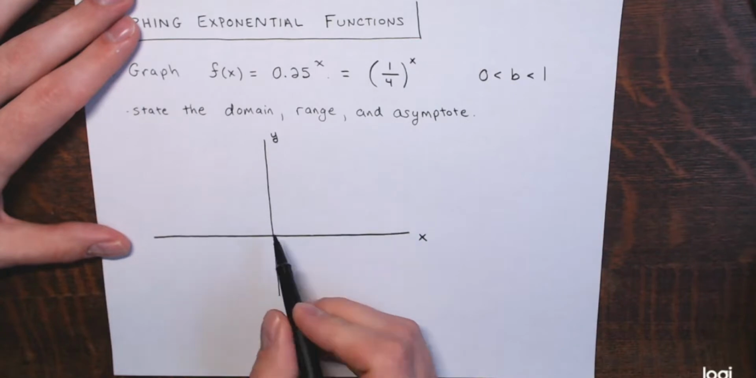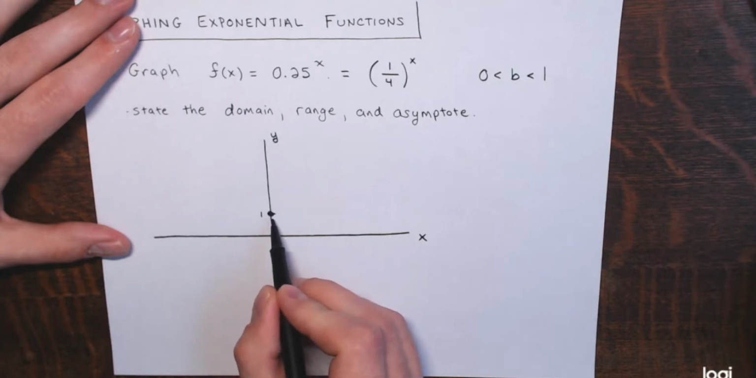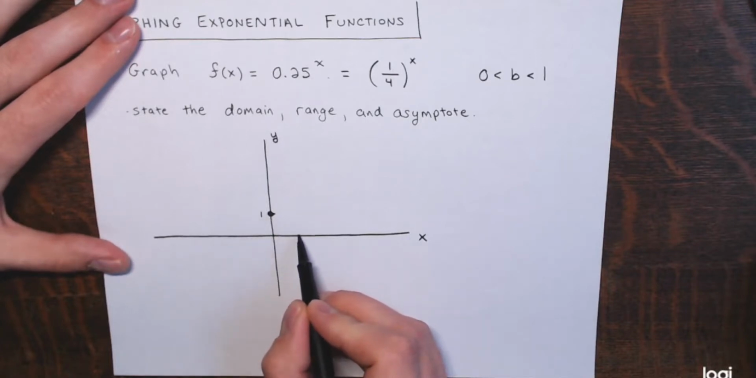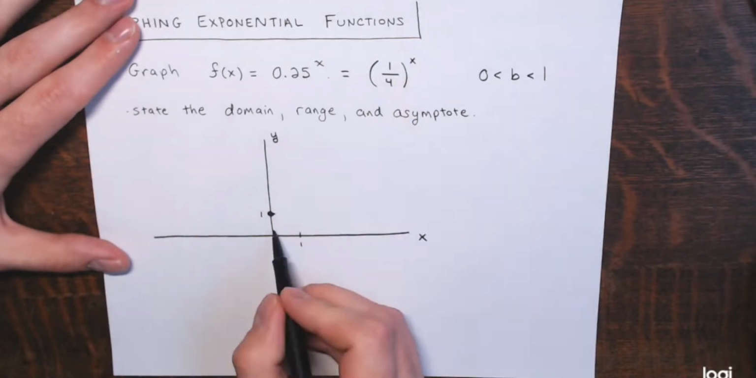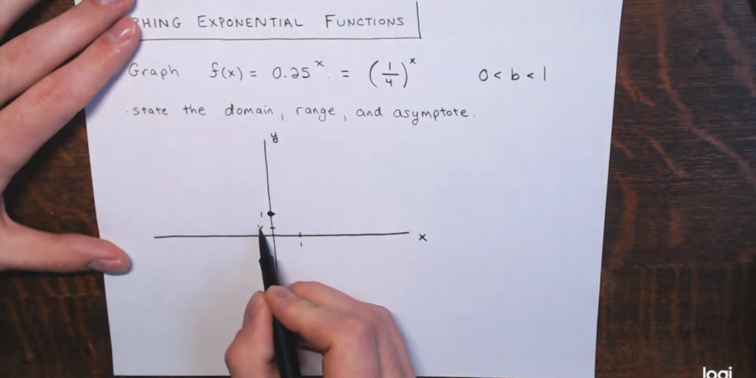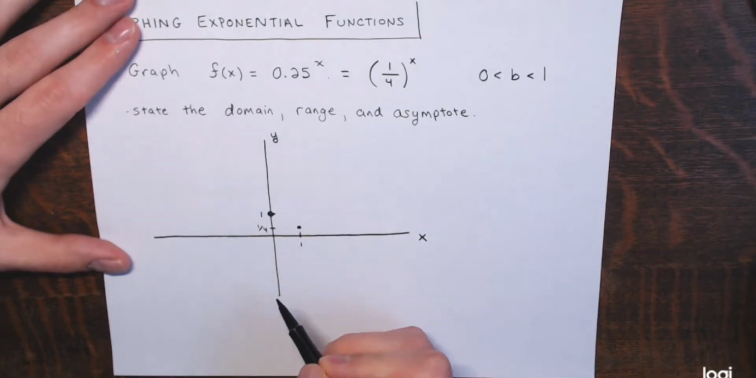And remember, anything to the 0 power is 1. So you have 0, 1 on the graph, right? That was mentioned earlier in that box from the textbook. The y-intercept is 0, 1. Then when I plug in 1, 1/4 to the first power is 1/4, right? So it gets smaller as I move to the right, and that's what I mentioned about it being a decreasing function.